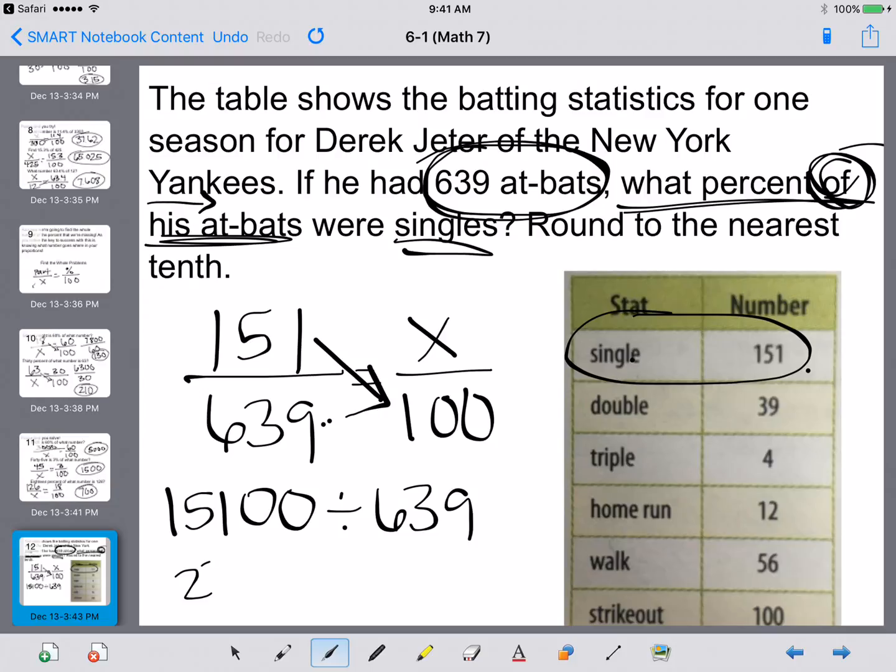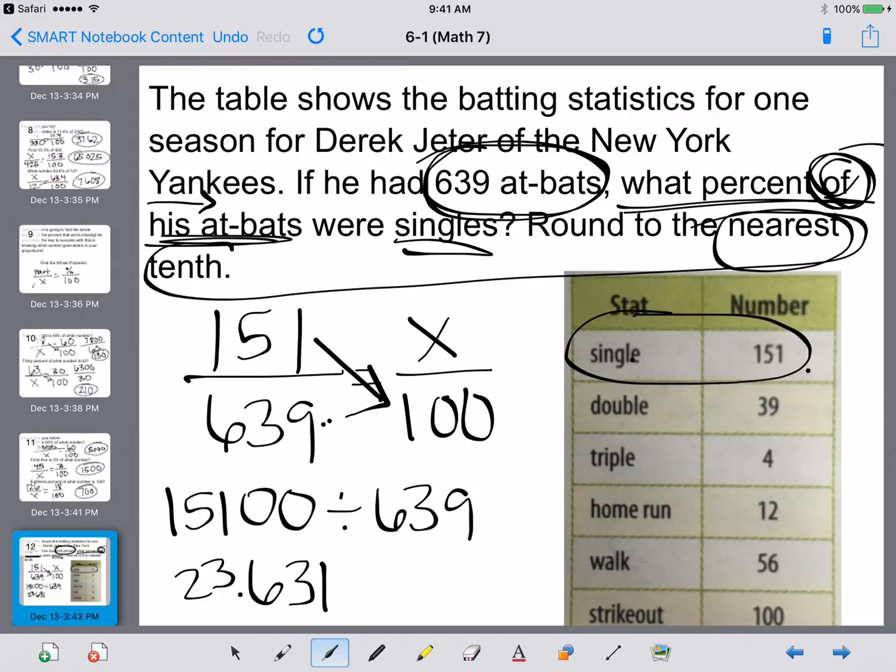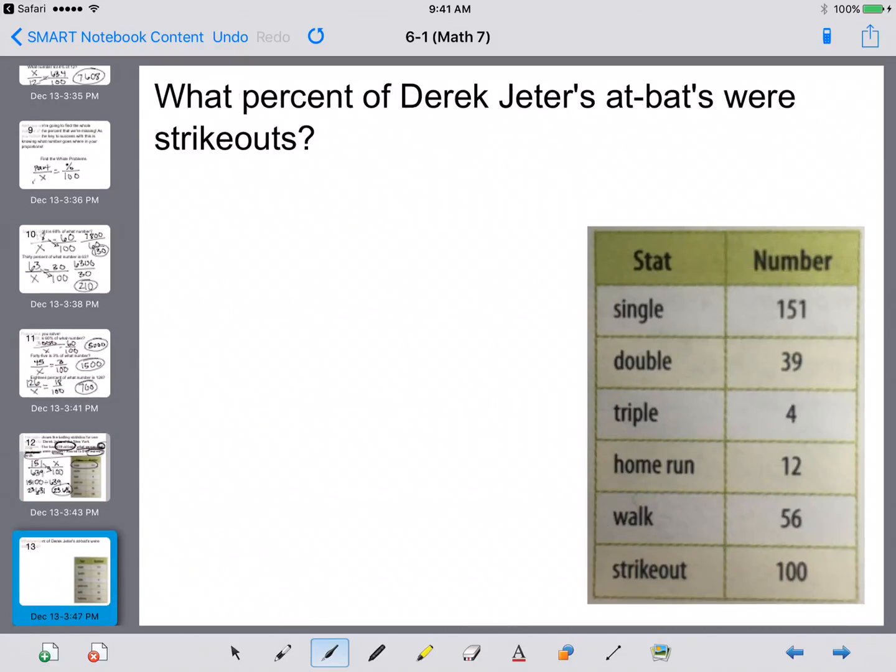And we get 23.631. Round to the nearest tenth. This here is the tenth spot. 3 doesn't make us do anything, so our answer is 23.6%. Because we're looking for that number over 100, which is our percent, don't forget that percent sign here. That's very important. We're going to do one more together, and then I'll have you do the last one on your own.